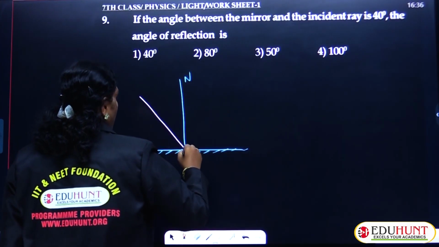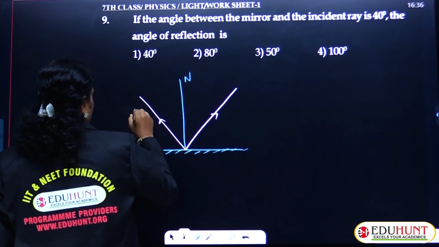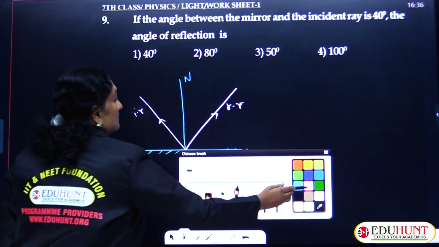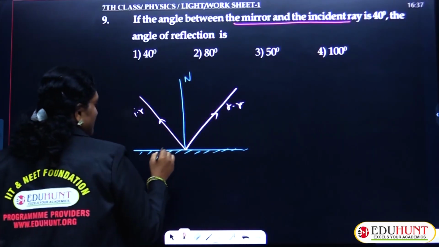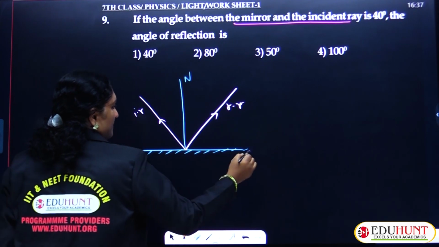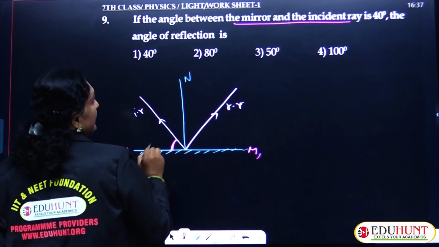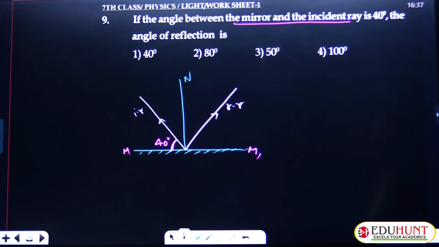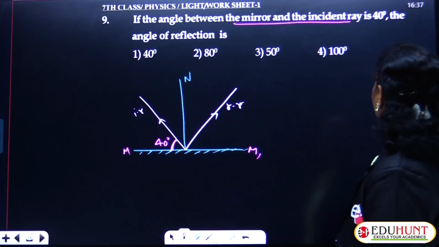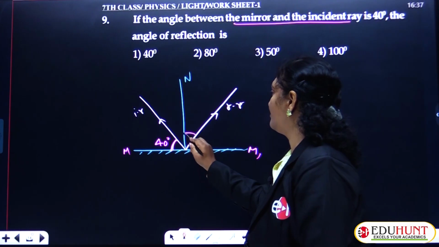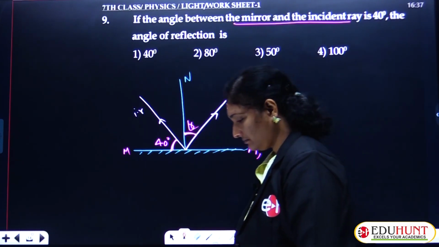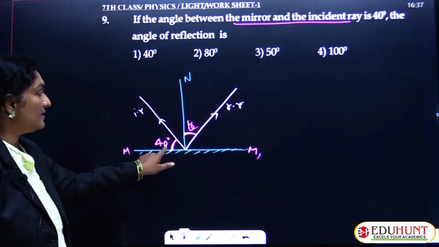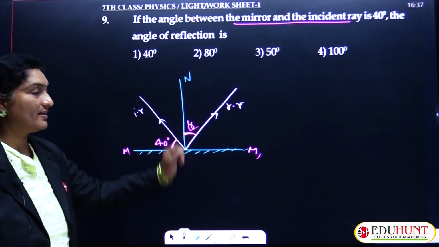Let this be the incident ray and this be the reflected ray. It was given that the angle between the mirror and the incident ray, this is your mirror and this is your incident ray, this glancing angle itself they gave as 40 degrees. So what is given? The angle between the mirror and the incident ray is 40 degrees. You are asked to find the angle of reflection, this portion R. I hope the question is clear, children. You are asked to find the angle R.